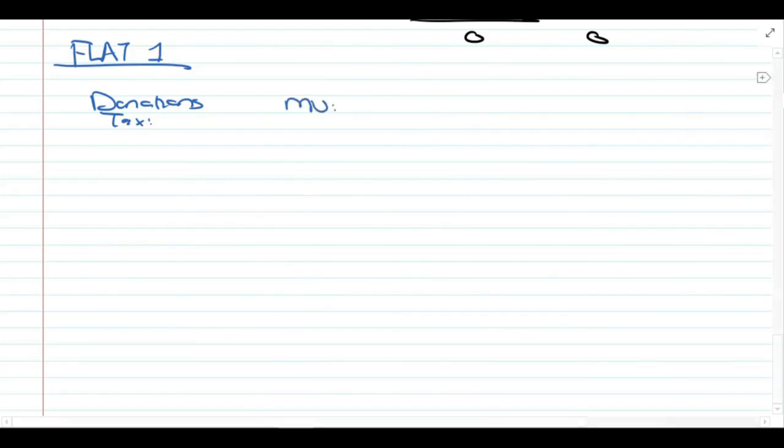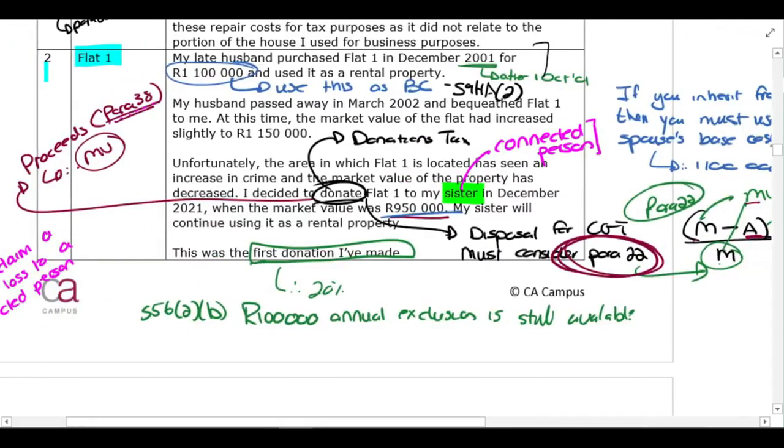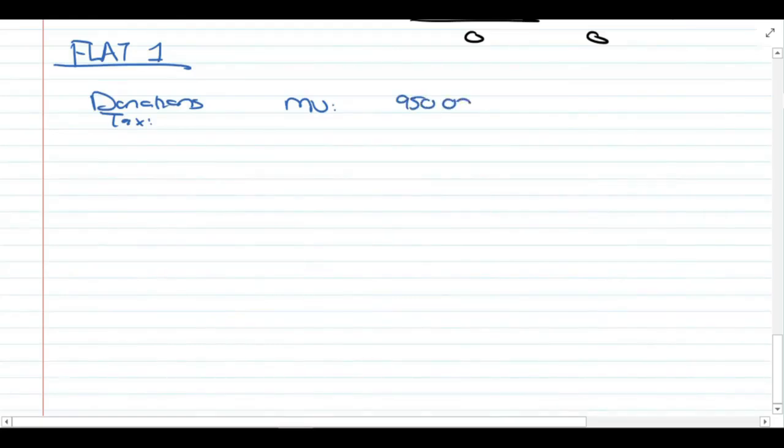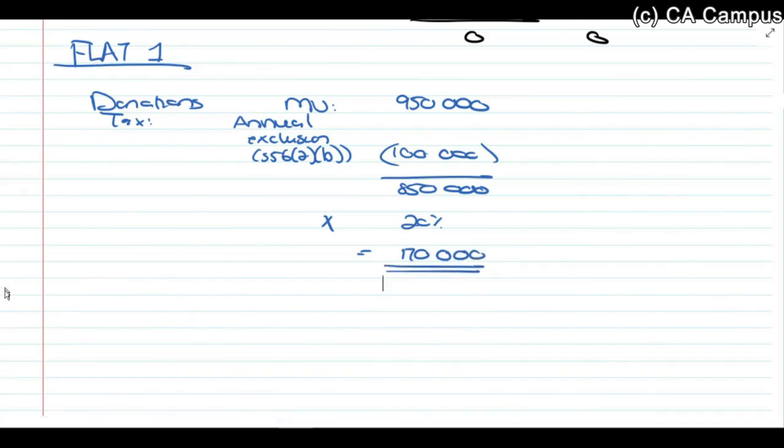Now the donations tax would be what it was donated for. It was donated for R950,000 because that was the market value at the time. You have that annual exclusion, per section 56(2)(b). This is just a bit of a reminder of that, of 100,000 rands that you get every year. So that means 850,000 rands was the donation times the 20% donations tax ratio. That gives us 170,000 rands as donations tax.